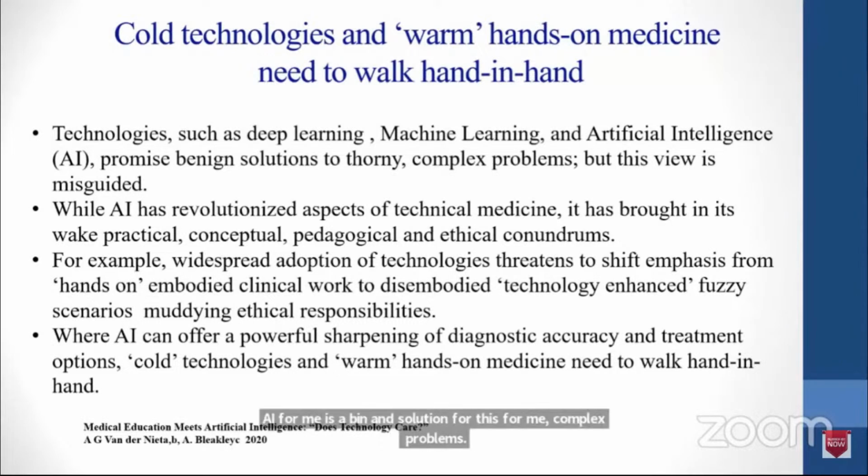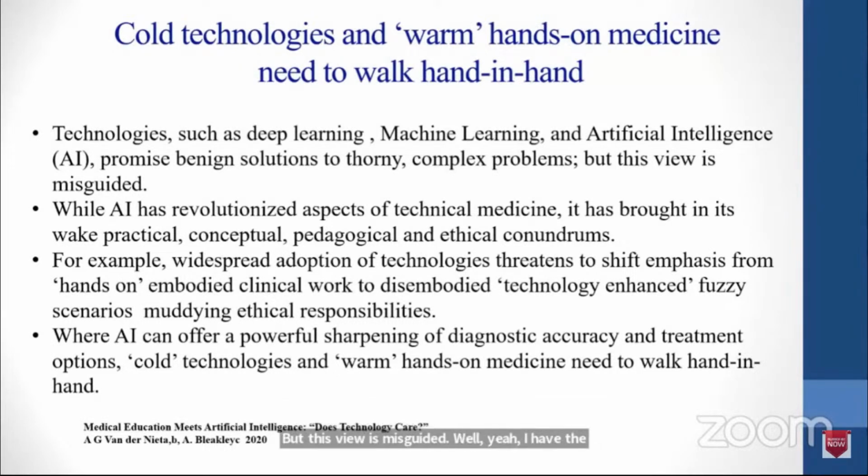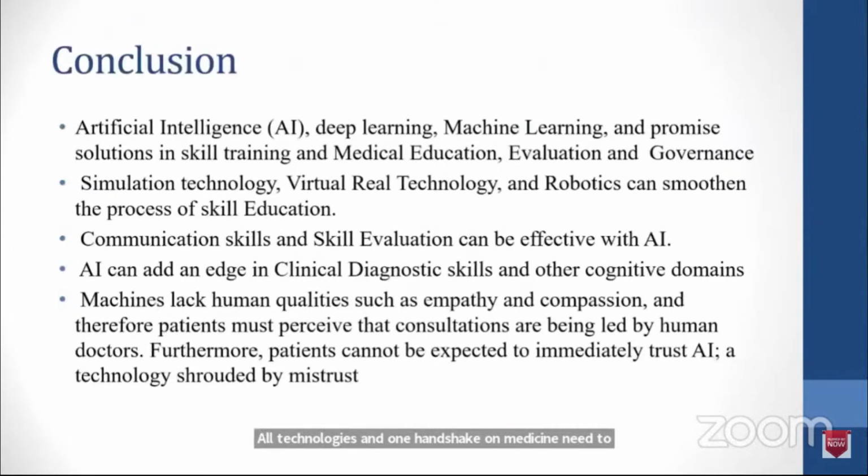While AI has revolutionized aspects of technical medicine, it has brought in its way practical, conceptual, pedagogical, and ethical conundrums. For example, widespread adoption of technologies threatens to shift emphasis from hands-on embodied clinical work to disembodied technology-enhanced fuzzy scenarios, muddying ethical responsibilities. Where AI can offer powerful sharpening of diagnostic accuracy and treatment, technology and warm handshakes in medicine need to walk hand in hand together.